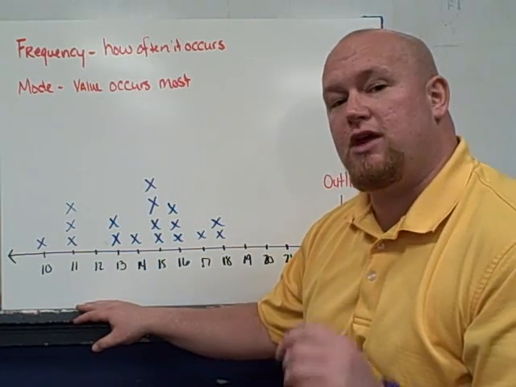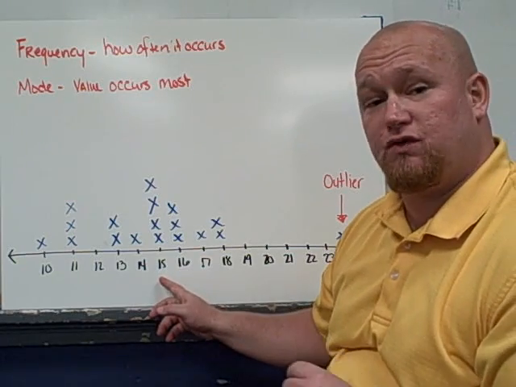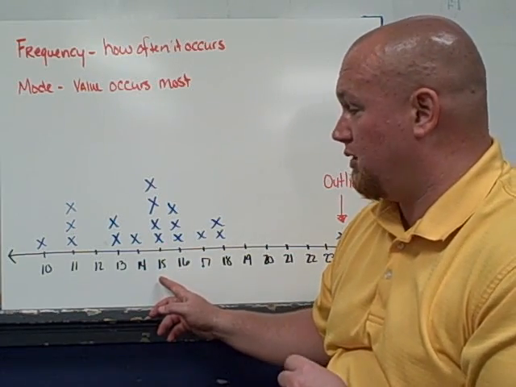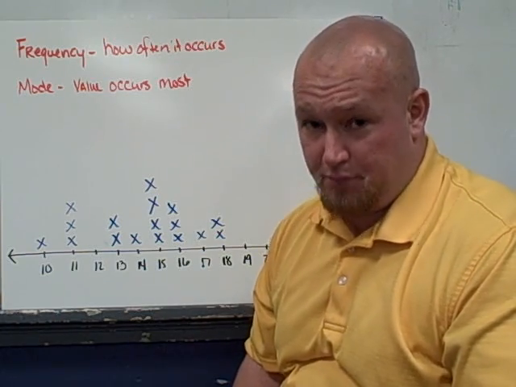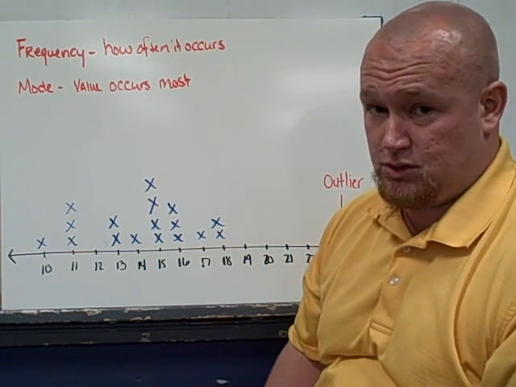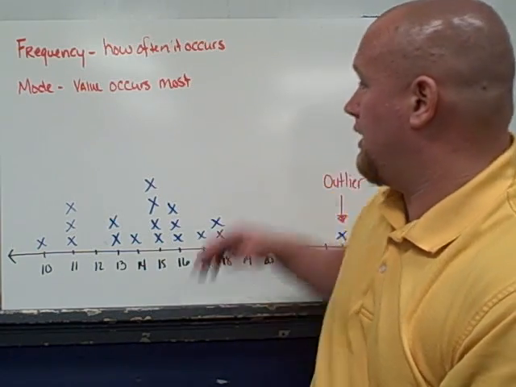Mode is the value that occurs the most. 15 is the value that has the greatest frequency. It occurs the most. It's the mode. Were you thinking 15? If you weren't thinking 15, stop. Pause this video and recount to make sure. It's only two for the others. Just saying. All right.